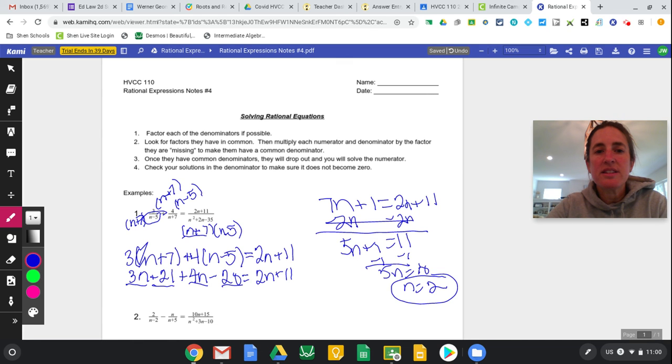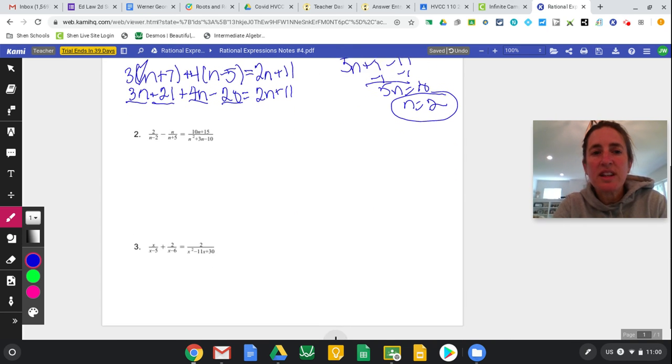That's the last part of that where it says check your solutions in the denominator.